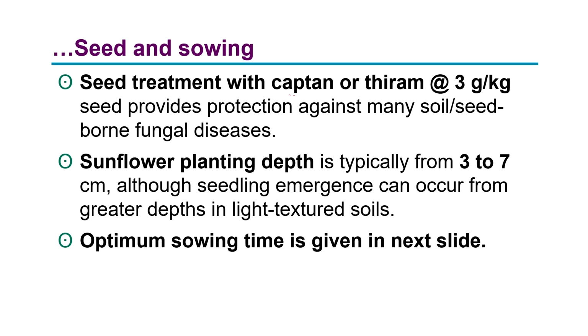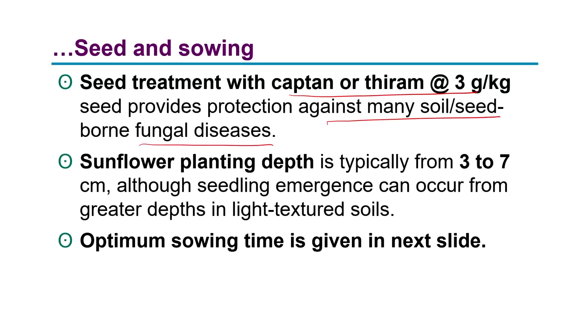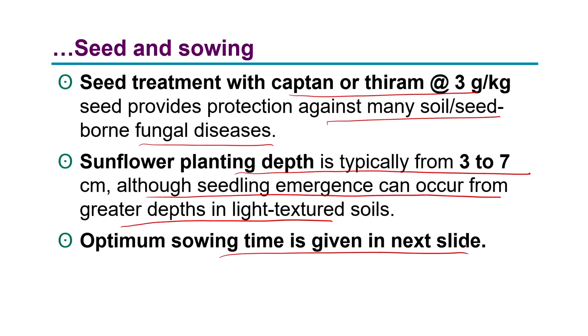Seed treatment with Captan or Thiram at the rate of 3 gram per kg seed provides protection against many soil-borne or seed-borne fungal diseases. So, seed treatment with fungicide is quite effective in preventing certain fungal diseases. And sunflower planting depth is typically 3 to 7 centimeter, although seedling emergence can occur from greater depth in light texture soil. So, normally it should be sown at a depth of 3 to 7 centimeter. Optimum sowing time is given in the next slides.